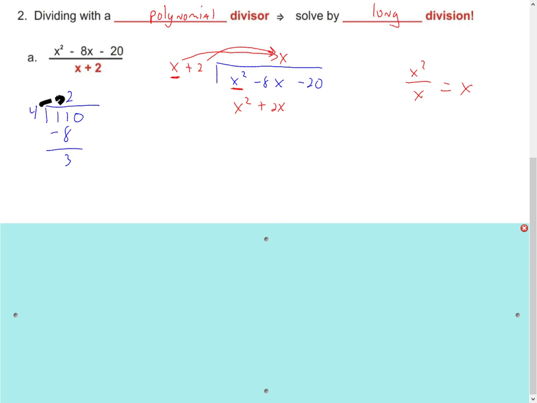And again, like long division, you have to subtract this from the original. And don't forget, you got to distribute this negative. Your first term should always divide out. That's all of what you're after. And so be careful here. There's a negative 10x, right?